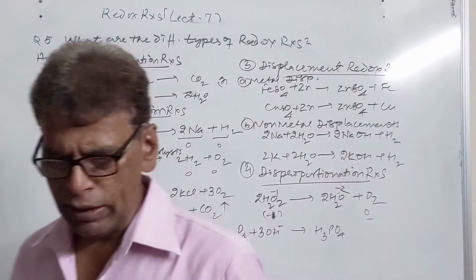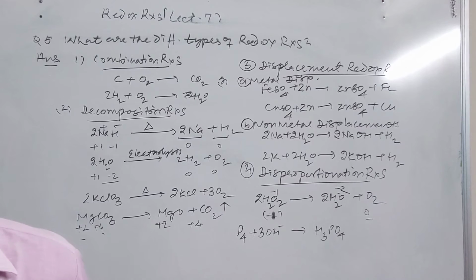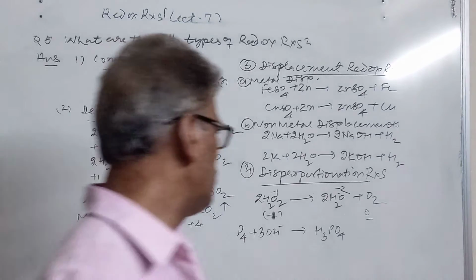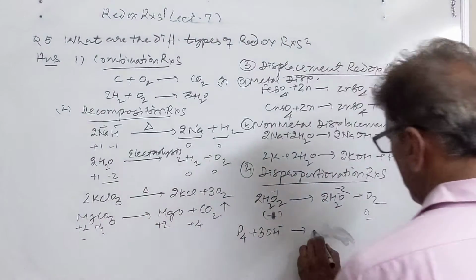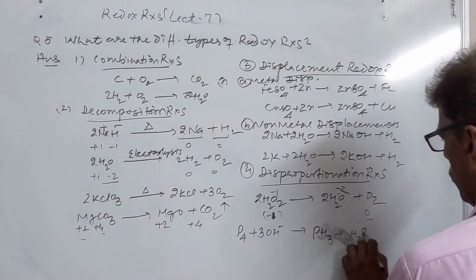So P4 when it combines with 3OH⁻, it will be producing 3H2O liquid, PH3 plus 3H2PO2⁻. It produces PH3 plus H2PO2⁻.